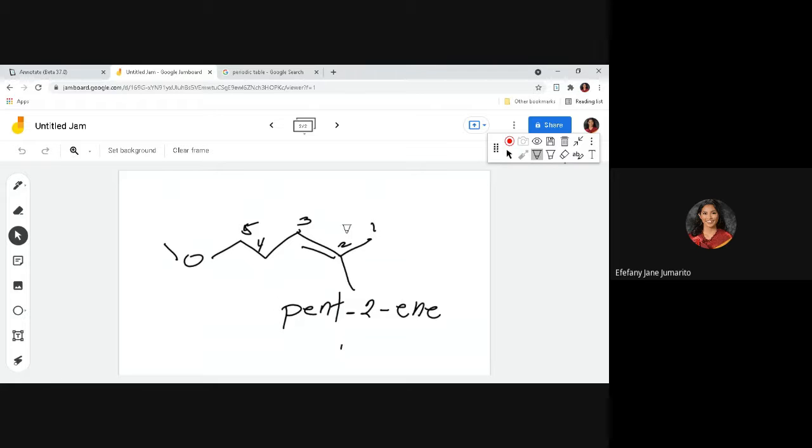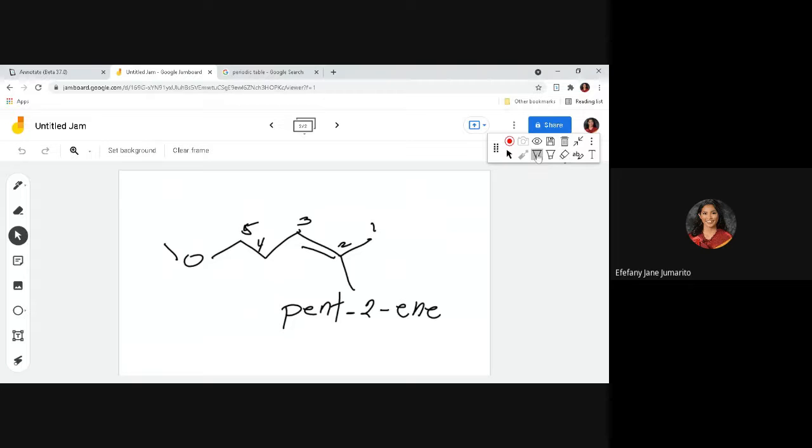I prefer this new naming system, class, because when you put the parent chain, you then put the locant and then the type of chain right after. Instead of placing your number first, you put the locant first and then attach the rest. Okay, so we have that one. Pent-2-ene.